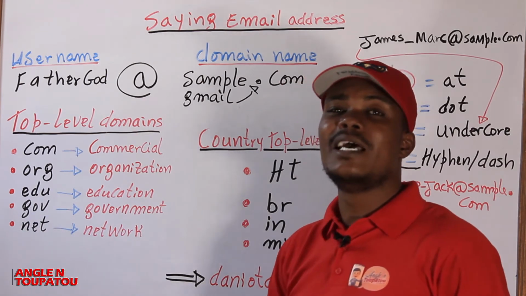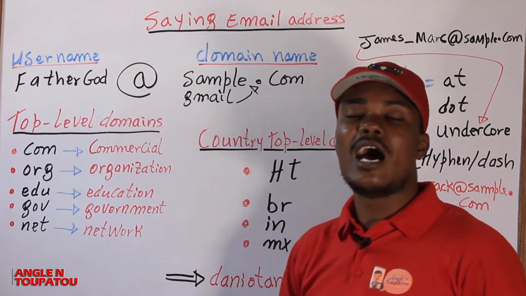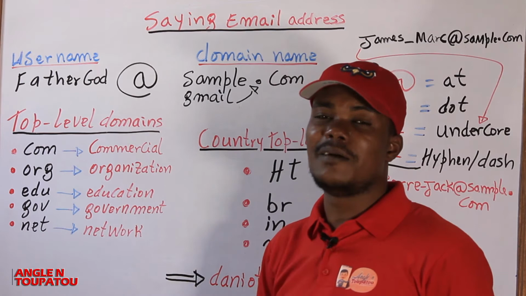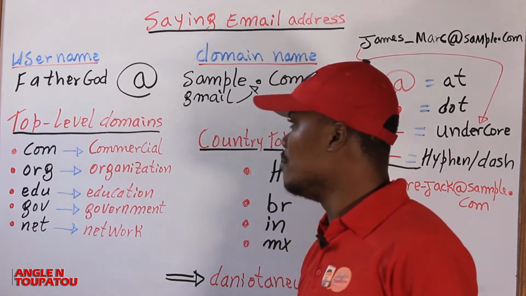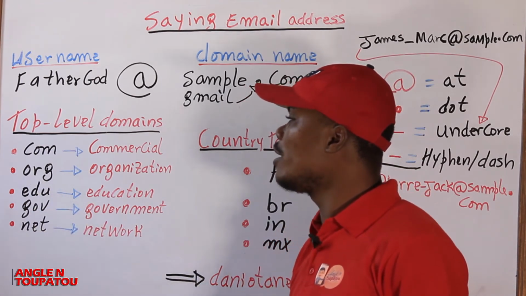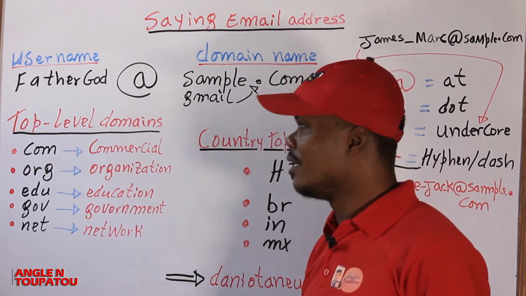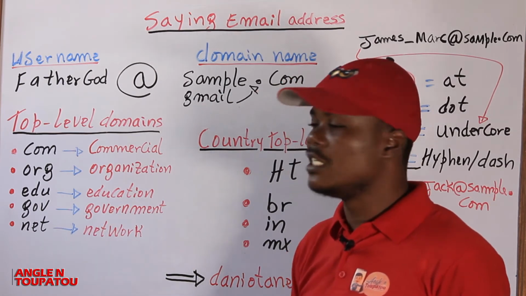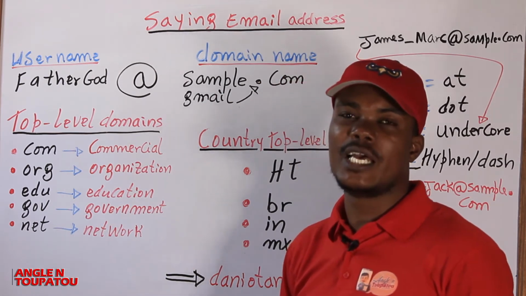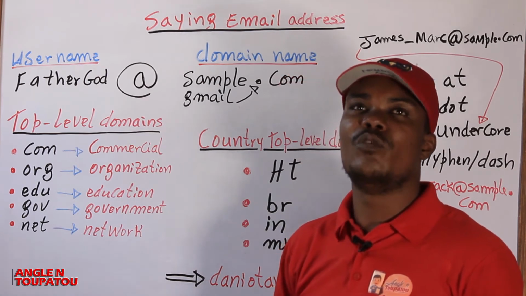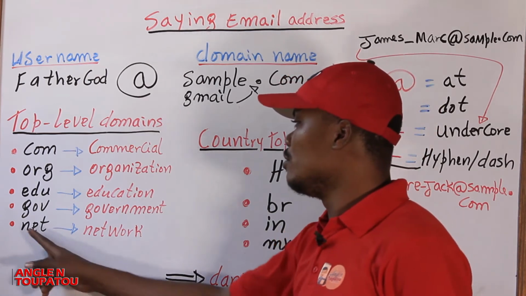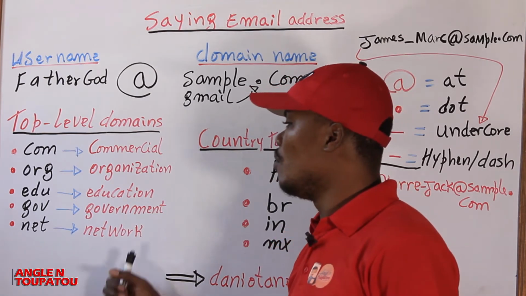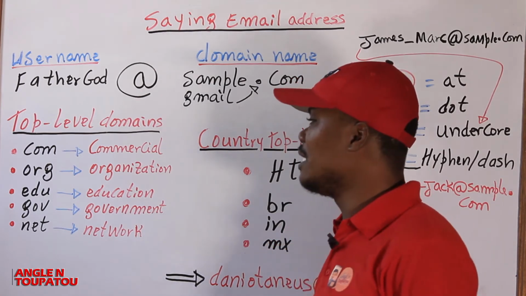When you see .com, these kind of emails are commercial emails. All right, business. And when you see .org, it's organization. When you see edu, it's for education. And when you see gov, it's for government. And when you see net, it's for network. For example, network provider. You can see it in an email, you see .net.